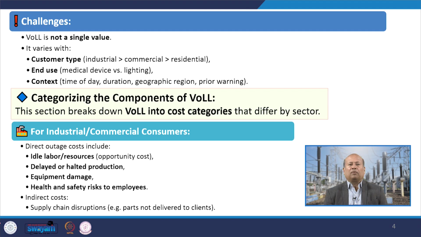Categorizing the components of VoLL, this section breaks down VoLL into cost categories that differ by sector. For industrial or commercial customers, direct outage cost includes idle labor, resources, delayed or halted production, equipment damage, and health and safety risk to employees. Indirect cost includes supply chain disruption, for example parts not delivered to the client, and so on and so forth.